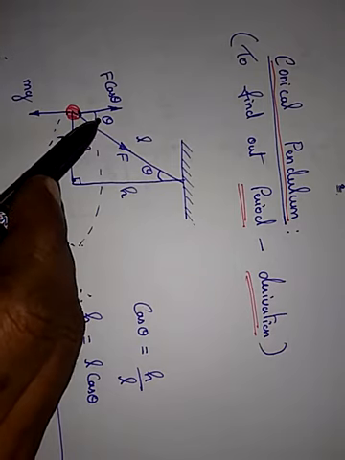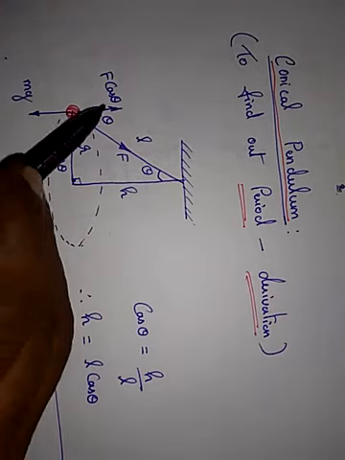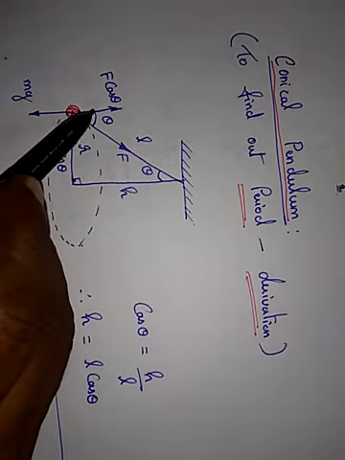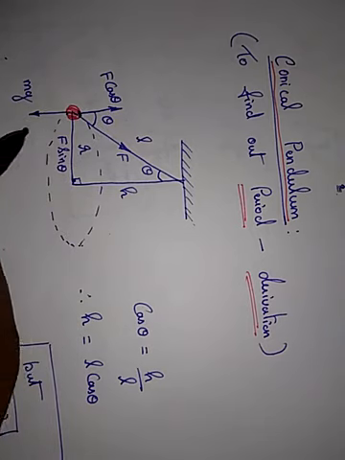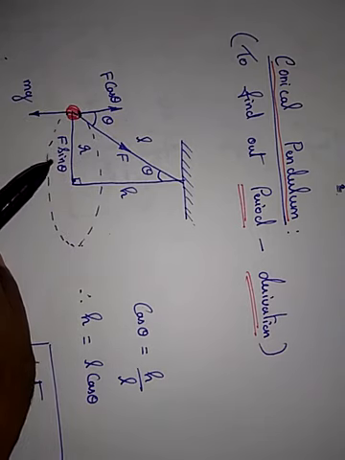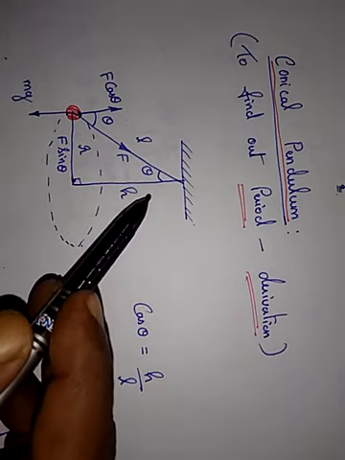We can resolve this force acting on the string into two components, f cos theta and f sin theta. Since theta is here, the adjacent part will be f cos theta and the opposite will be f sin theta. This is the radius of the circular path.